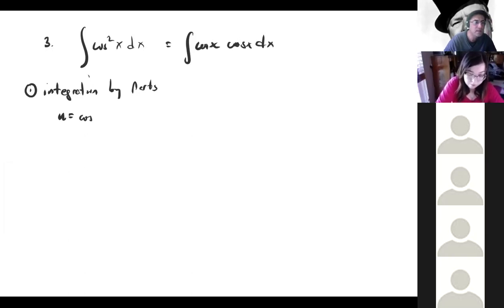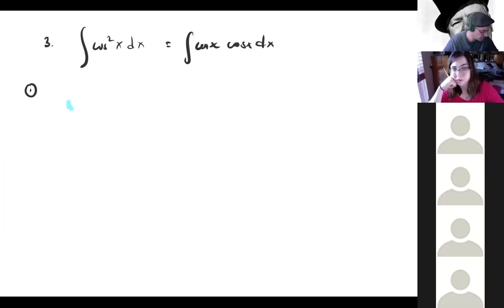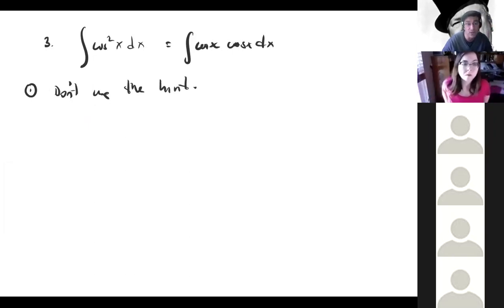Wow, this is not going to work. I don't think this is going to work, because if you let u be cosine x, then du is sine x. That's not going to work. So the hint is bad. Don't use the hint, or at least I don't remember why the hint was put there. I wrote this worksheet about 5 years ago, by the way, and I just recycled it.